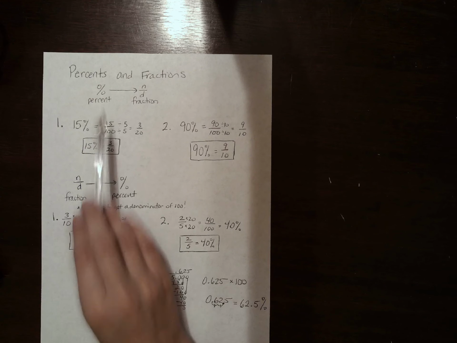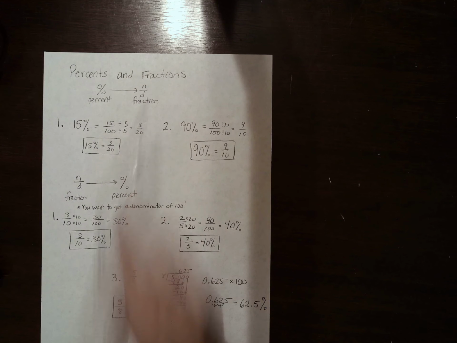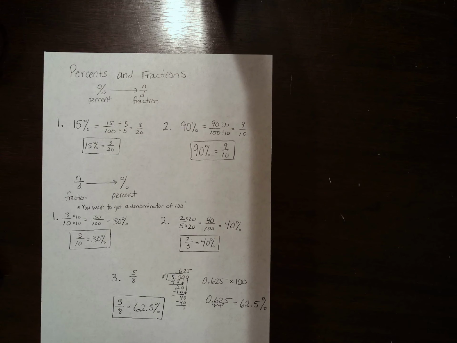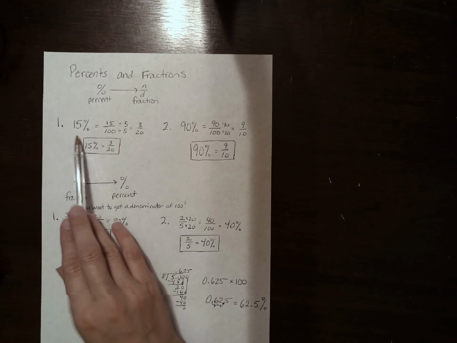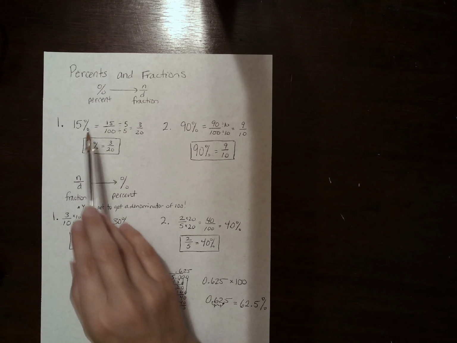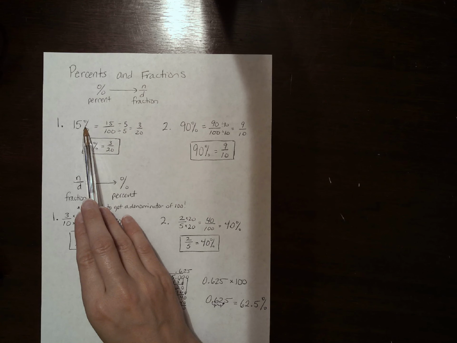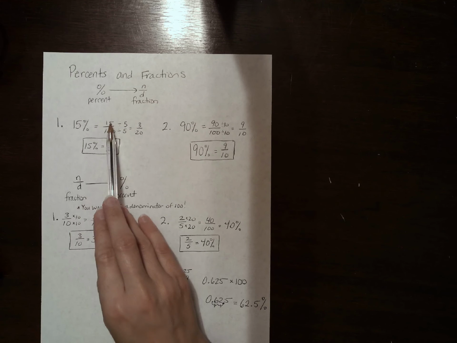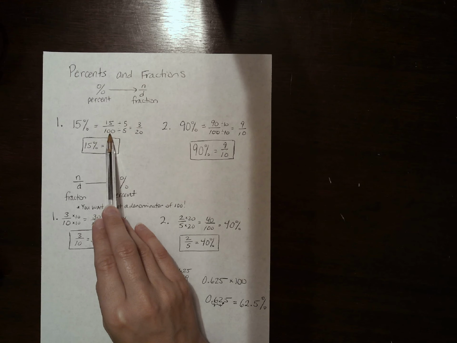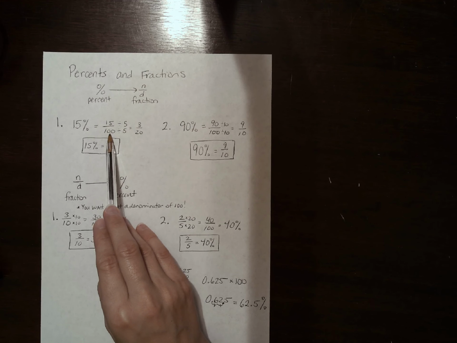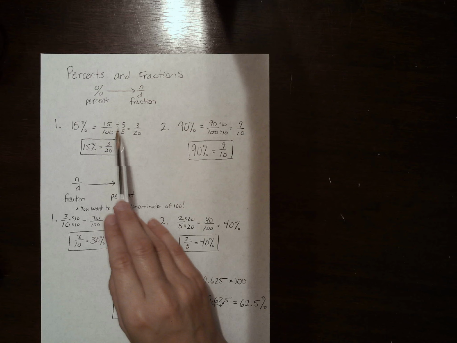Now we are going to convert from percents to fractions. Number 1, 15% is equal to 15 over 100 because percents are out of 100. So you need a denominator of 100 because percents are out of 100. So you are going to drop that percent sign, and that 15 is going to be your numerator, and again 100 is going to be your denominator because percents are out of 100. Then you're going to simplify that fraction.